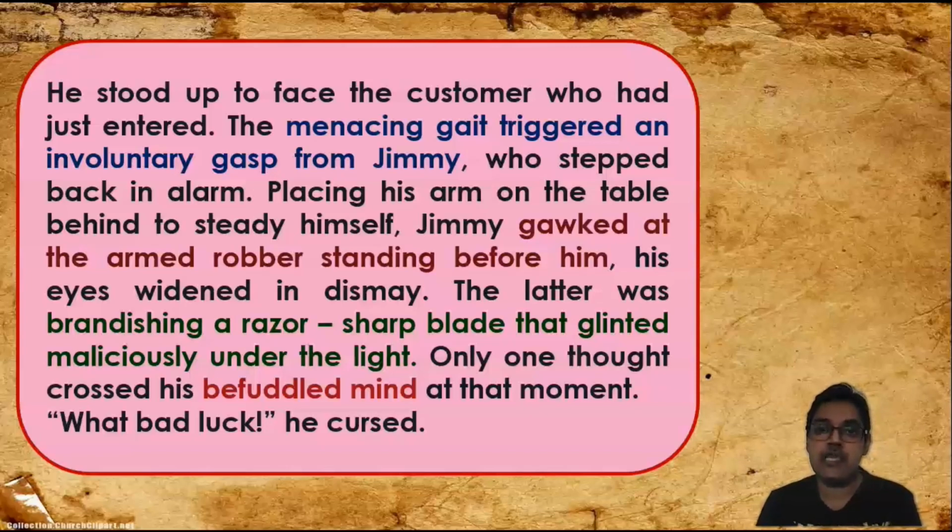Okay, now if you see, these are some ideas that I have discussed earlier in the vocabulary part that I have included in this paragraph. Menacing gaze triggered an involuntary gasp from Jimmy. Jimmy gawked at the armed robber standing before him. The latter was brandishing a razor-sharp blade that glinted maliciously under the light. So these are some examples that I've put in to bring some ideas of how he felt and how the robber looked like, how he came in, and so on.